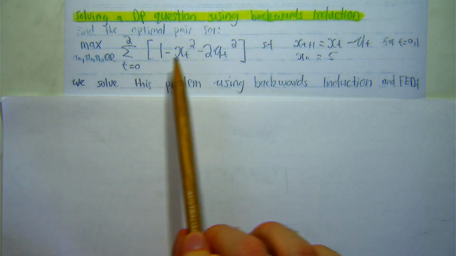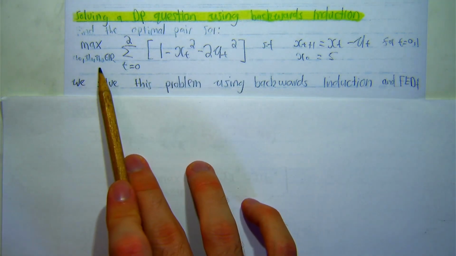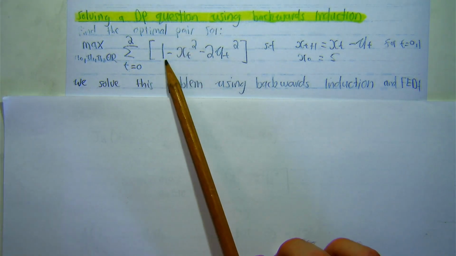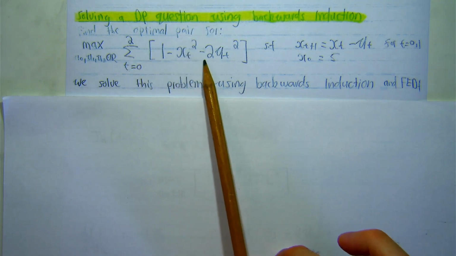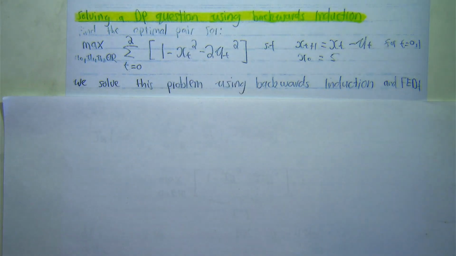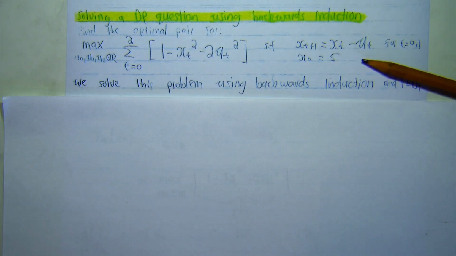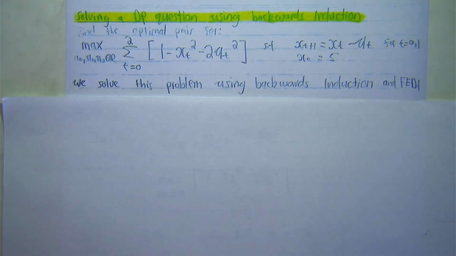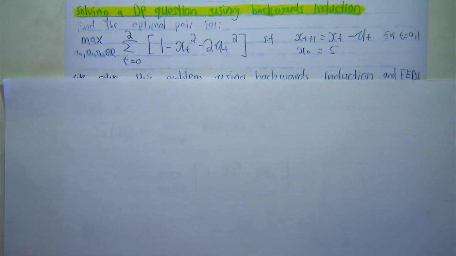Okay, so find the optimal pair for this problem here. We've got u0, u1, u2, which are real numbers, and we have an objective function that is summing from 0 to 2, 1 minus xt squared minus 2ut squared. And our state variable xt plus 1 is equal to xt minus ut for t equals 0 and 1. And then x0 is just starting at 5. Okay, so that's our goal, is to maximize this and find the optimal pairs to maximize it.